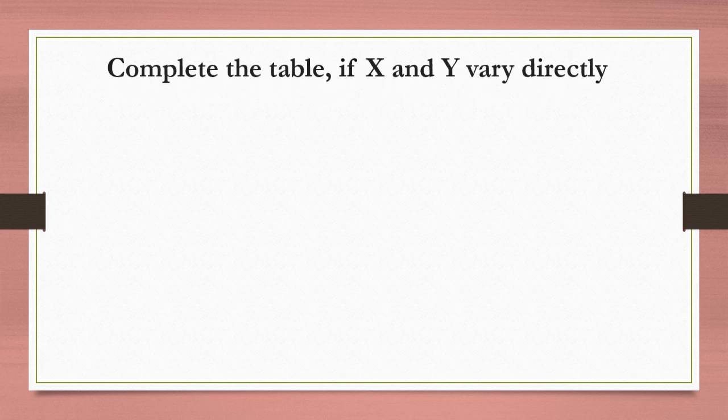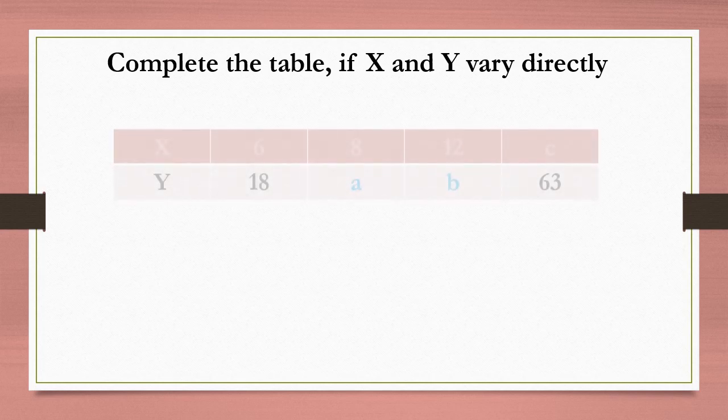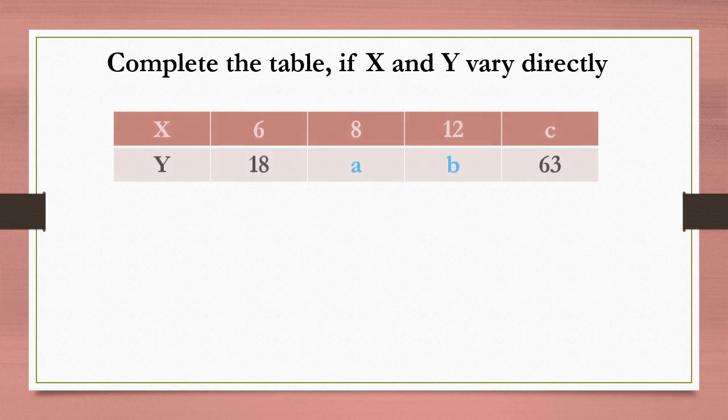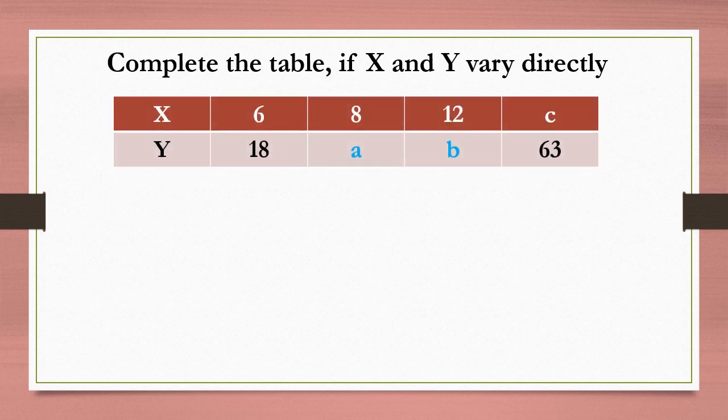Children, let us see how we can solve this particular question. Complete the table if X and Y vary directly. See, X equal to 6, Y is equal to 18. X equal to 8, Y is unknown. Let it be A. When X equal to 12, Y is equal to B, that is unknown. When X equal to C, that is unknown, Y is 63. So here it is given that X and Y vary directly.